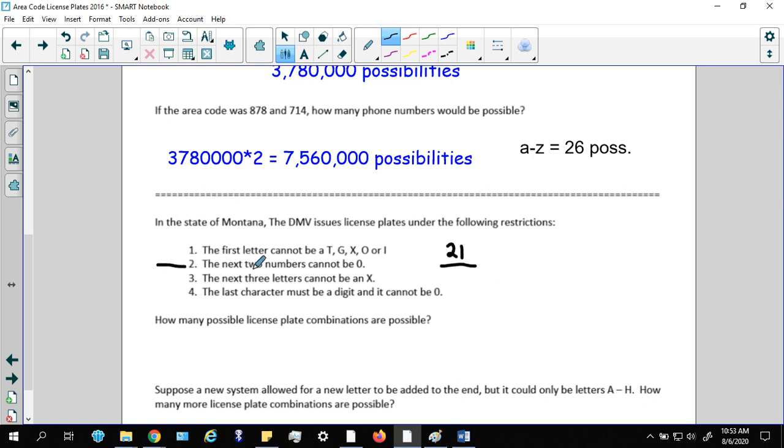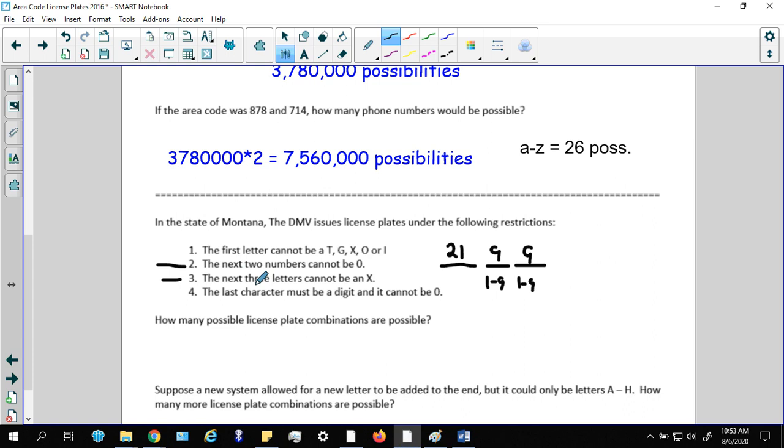Restriction 2: the next 2 characters cannot be a 0. So the next two numbers, blank, blank. They cannot be 0, so that means they would have to be 1 through 9, 1 through 9. 9 possibilities, 9 possibilities.